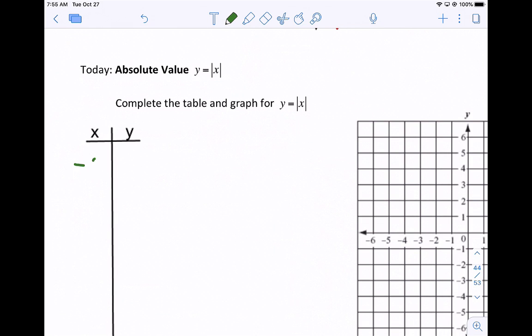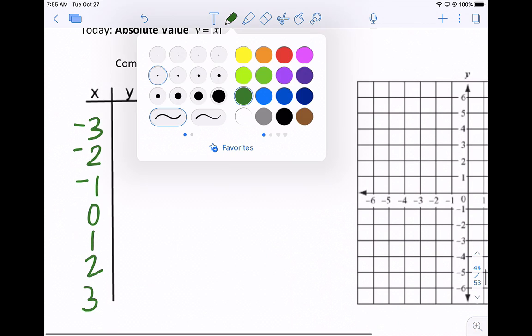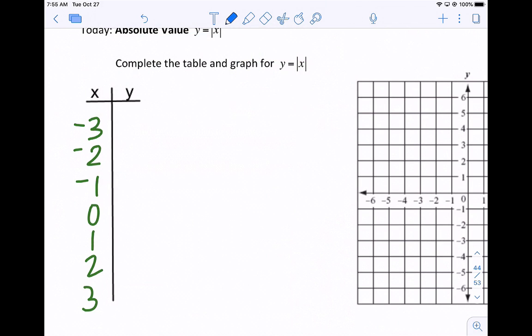So I'm just going to pick some values here. Let's go negative 3, -2, -1, 0, 1, 2, 3. Let's graph this function. So again, if you didn't have a graphing calculator and you wanted to graph a function, you can pick values and plug in.